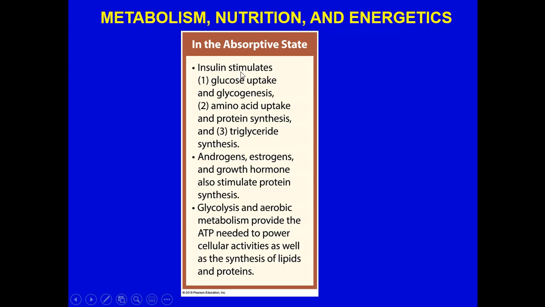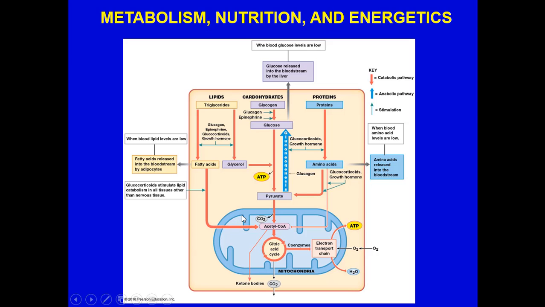And what happens here is insulin will stimulate glucose uptake, glycogenesis, amino acid uptake, protein synthesis, triglyceride synthesis. Insulin will also act on androgens, estrogens, and growth hormone, which also stimulate protein synthesis. Glycolysis and aerobic metabolism provide the ATP necessary, as well as the synthesis of lipids and proteins. That's in the absorptive state. Now we go into the post-absorptive state.